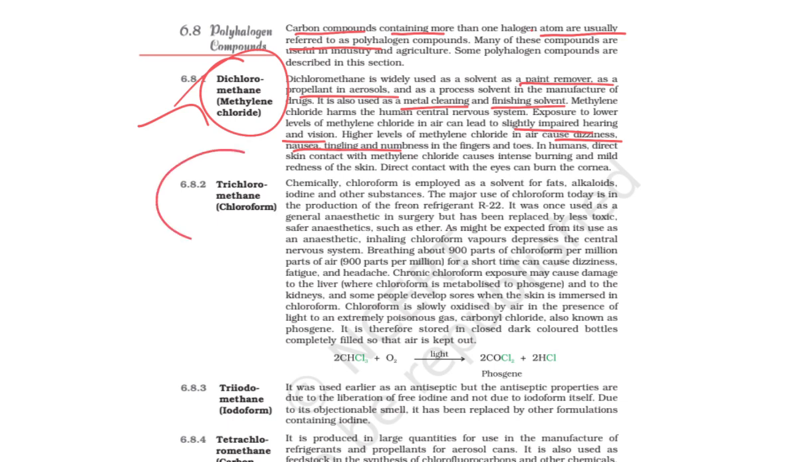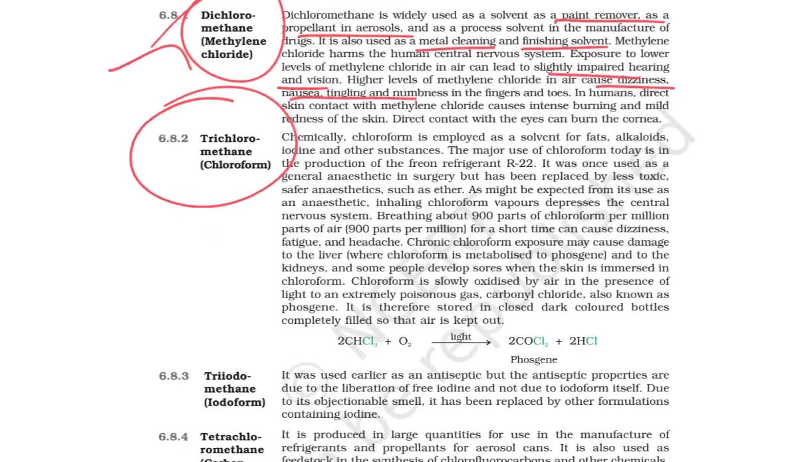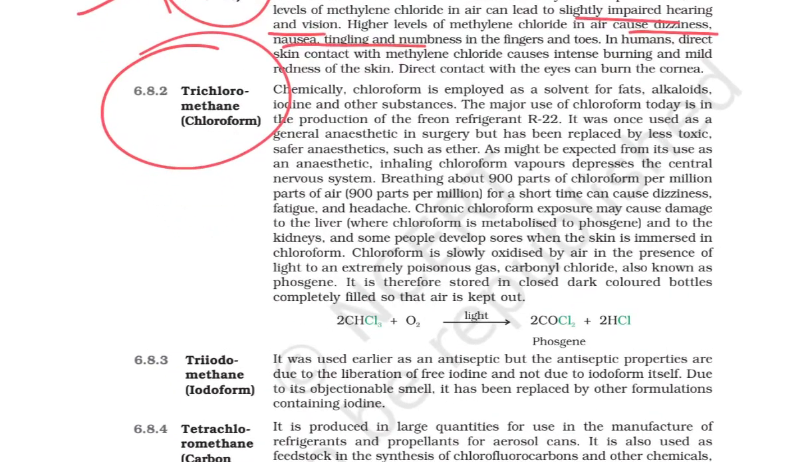In the case of chloroform, chloroform is nothing but trichloromethane. Chemically, chloroform is employed as a solvent for fats, alkaloids and iodine. Uses of chloroform today include the production of refrigerant R22. Then it also acts as an anesthetic.